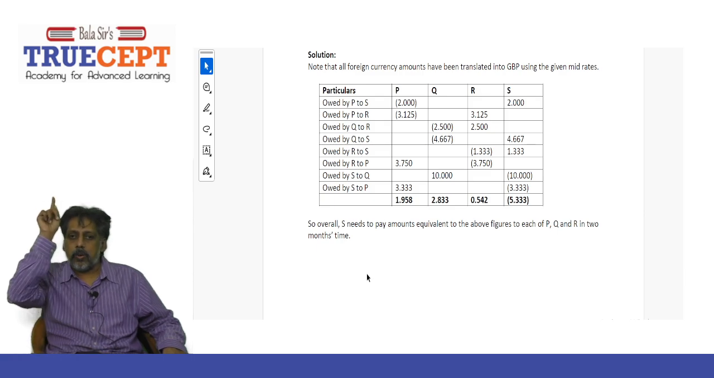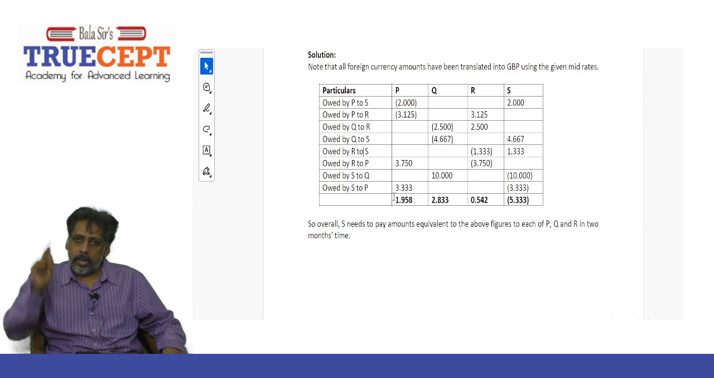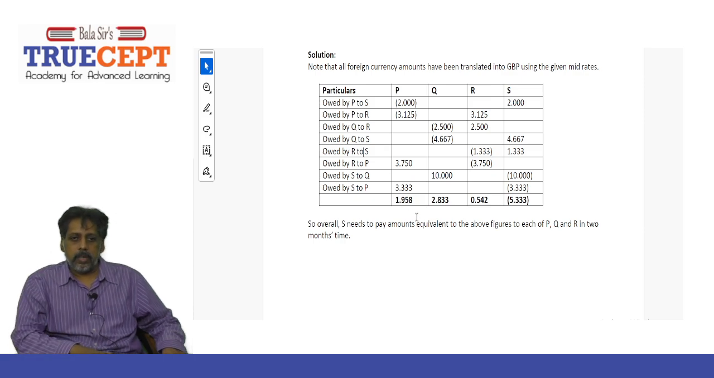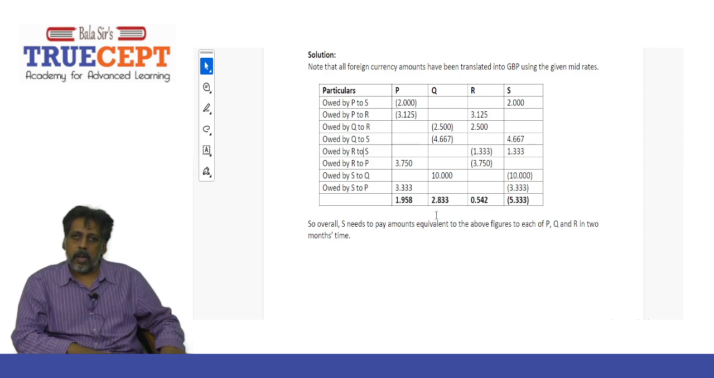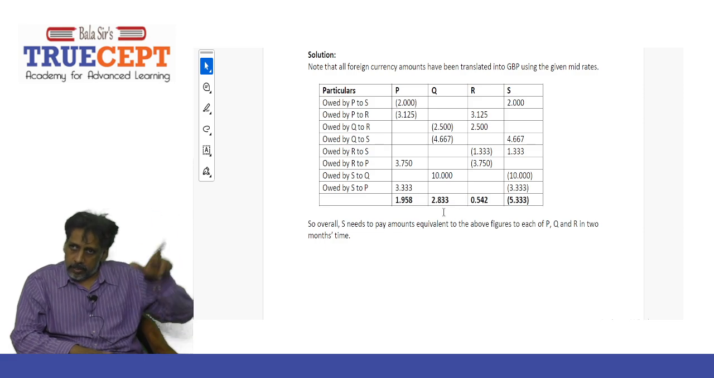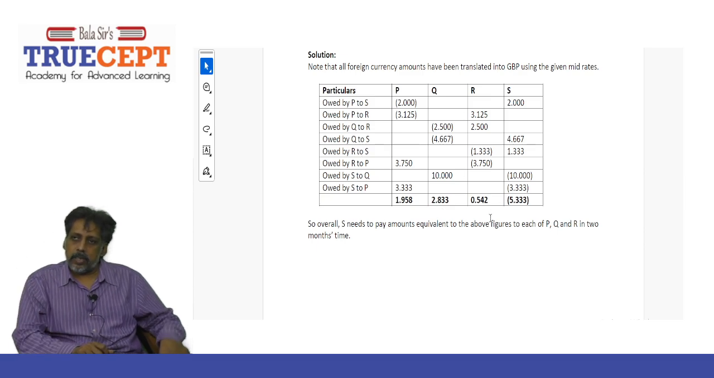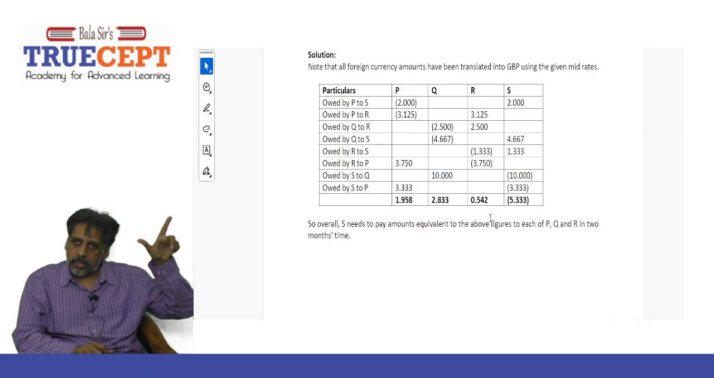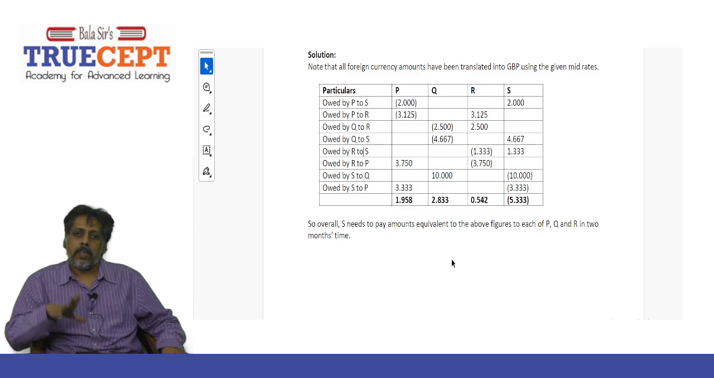Now what you should do is total each column. So what is the total of P? P, it's 1.958 positive. Positive means receivable. And how much for Q? It is 2.833, positive, receivable. Then what about R? 0.542, even that is positive, receivable. And for S it is negative 5.333.